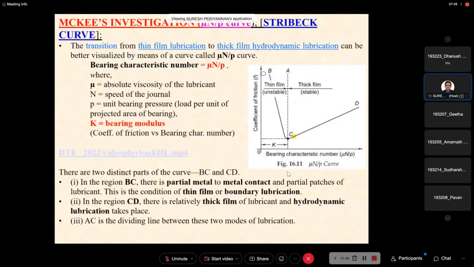Now see here, in a hydrodynamic bearing, initially the journal is at rest. When the journal is at rest, the journal is touching the surface of the bearing. I would like to show you this video. One minute.